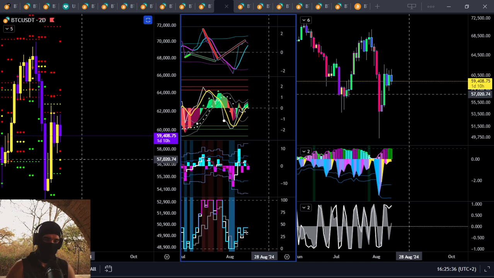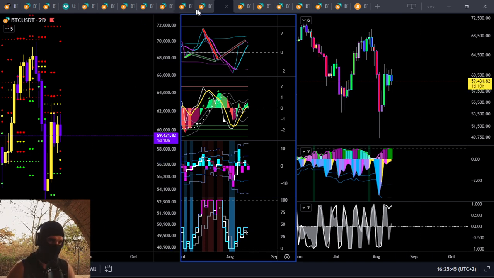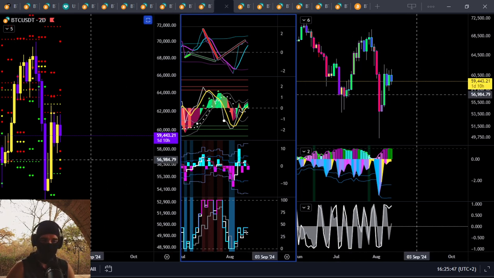Okay, here we have $57,000, which is a weekly observation, so it's not just for the 2-day. This is now for everything that comes above and below this, where we can see it here. All right, that's where your liquidity is sitting.